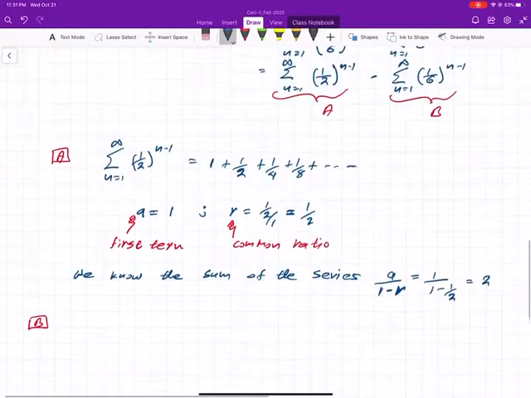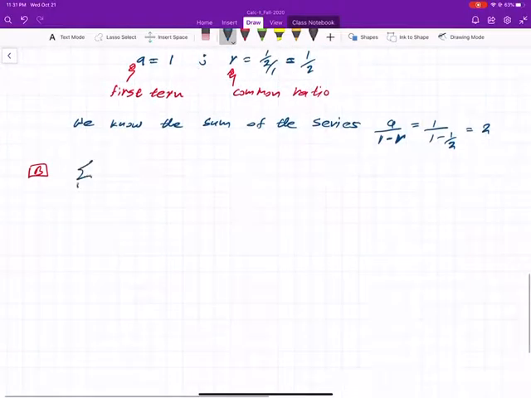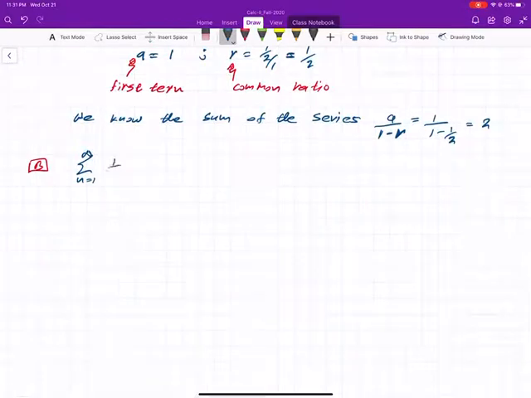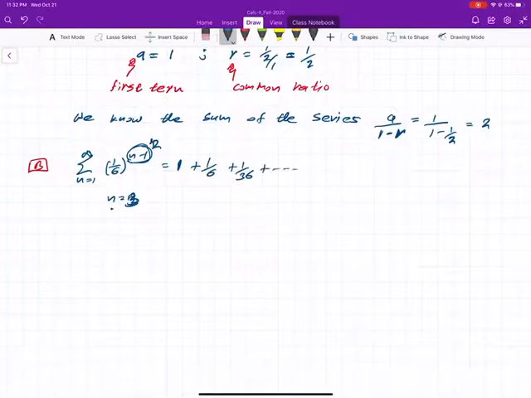Okay, first write down the series, which is sigma n goes from 1 to infinity, 1 over 6 to the power n minus 1. Just write a few terms. When n equals 1, you will get 1 here, because this power will be 0, and 6 to the power 0 is 1. When n equals 2, this power becomes 1, then it is 1 over 6. When n equals 3, this becomes 2, then that is 1 over 36, and so on.